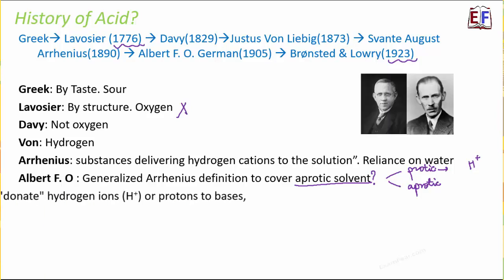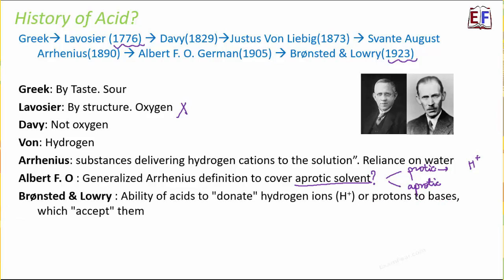Okay. Finally, a few years later, around 1923, Bronsted and Lowry talked about the ability of acids to donate hydrogen ions or protons to bases, which accept them. They said that yes, this is true, that substances that have a tendency to release hydrogen ions are acids, and these hydrogen ions in turn are accepted by some other set of substances called bases. And today the definition that we learn is also on the same basis, that any substance that releases hydrogen ions or has an excess of hydrogen ions is an acid.